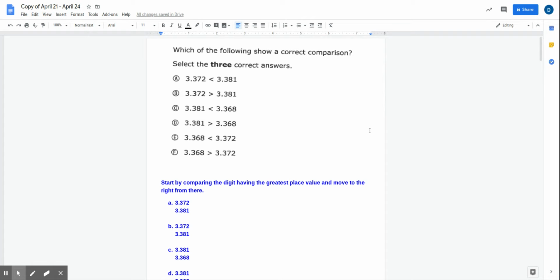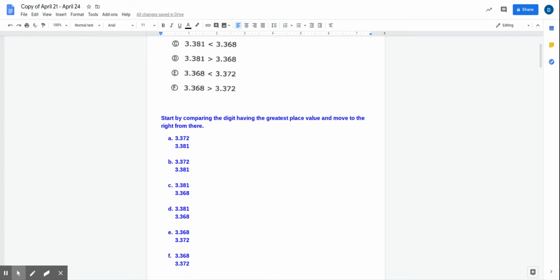Here's number 1. Which of the following show a correct comparison? Select the 3 correct answers. A. 3 and 372 thousandths is less than 3 and 381 thousandths. The way that you would figure this out is by starting by comparing the digits that have the greatest place value and moving to the right from there.